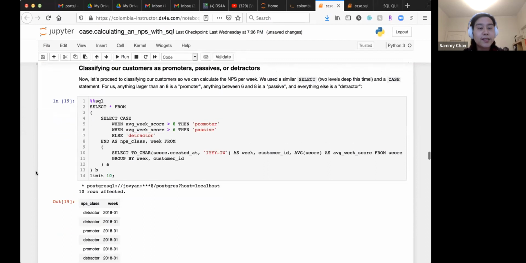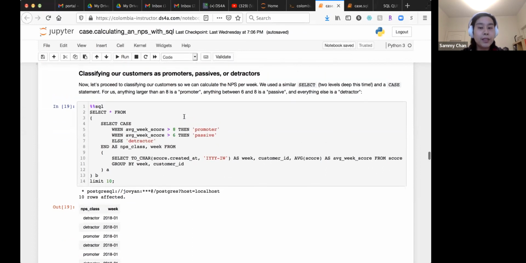So the next exercise that would be useful for us to look at is we'll be classifying our customers into the three classes that we mentioned before: the detractor, passive, and promoter. And then from using that, we will calculate the NPS per week.